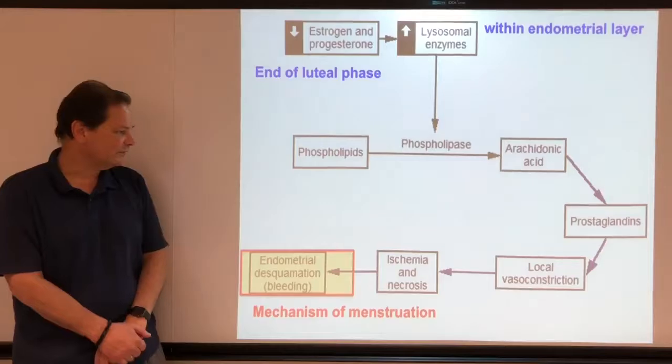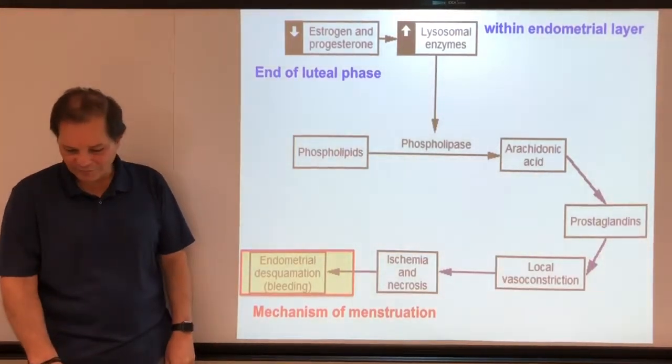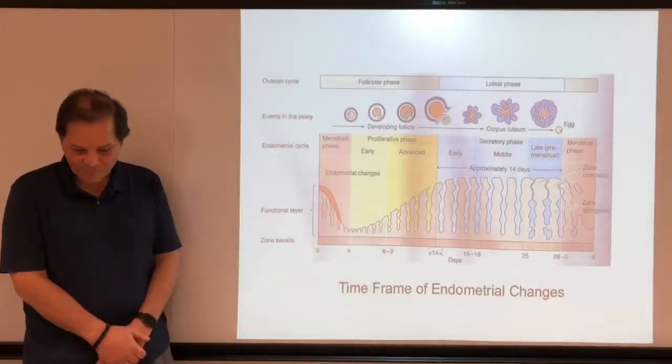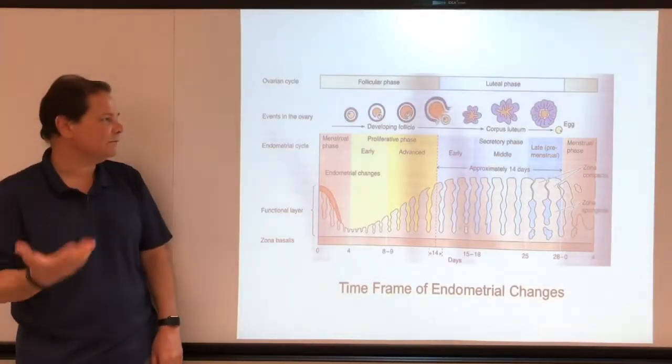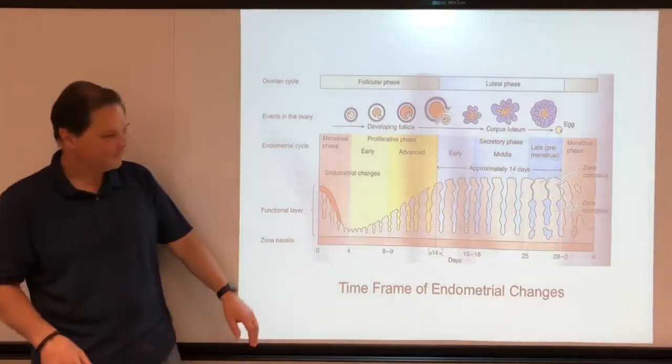Okay, and of course that's the end of your menstrual cycle. You start your cycle over again with the follicular phase after that. So this is sort of what the endometrium looks like as we progress through the menstrual cycle.